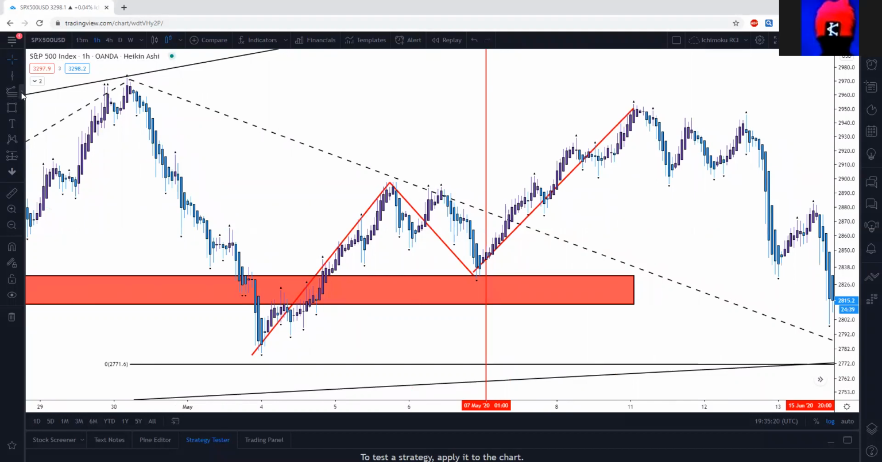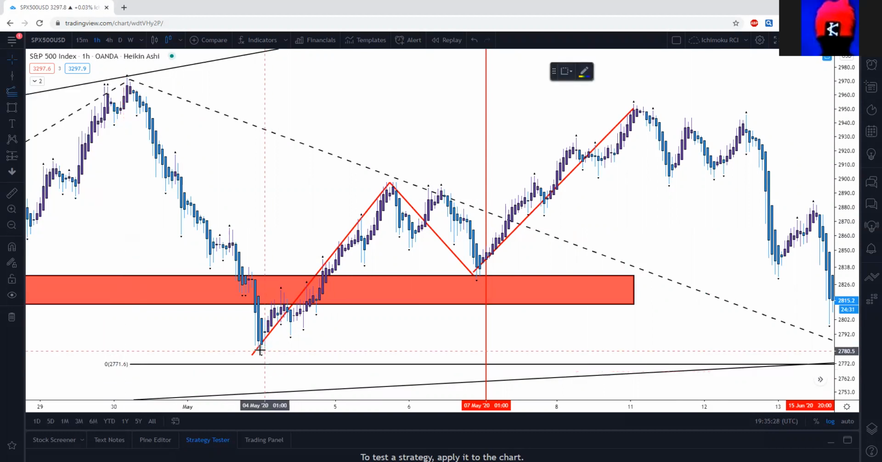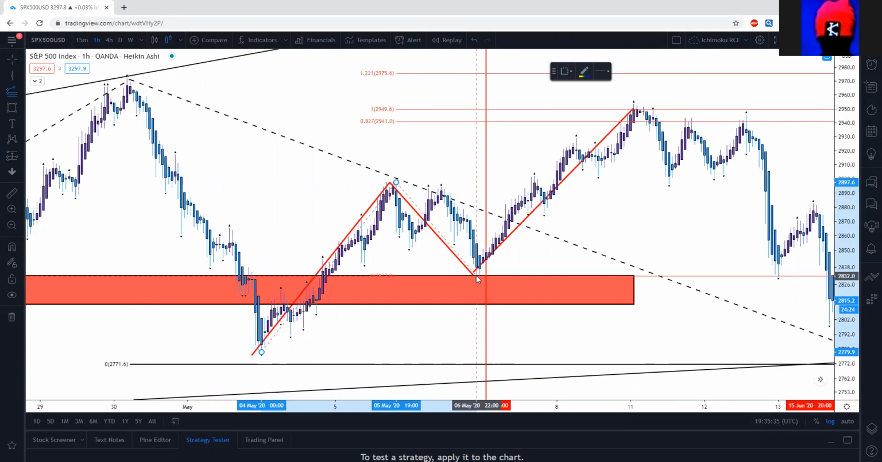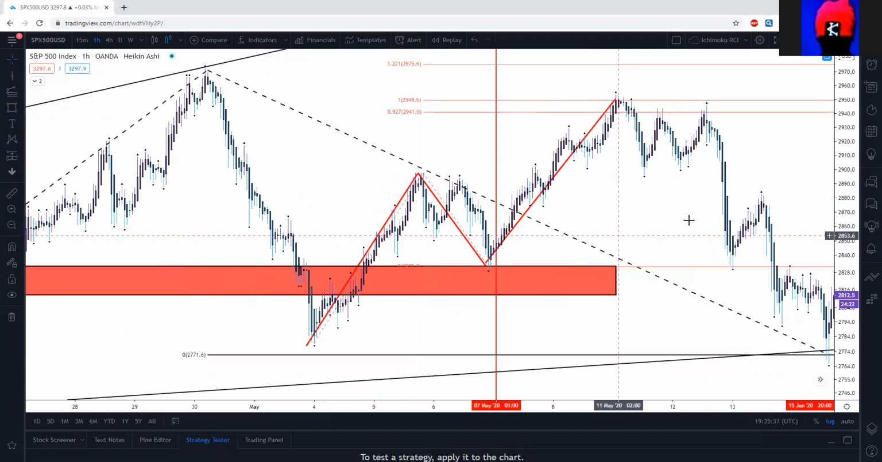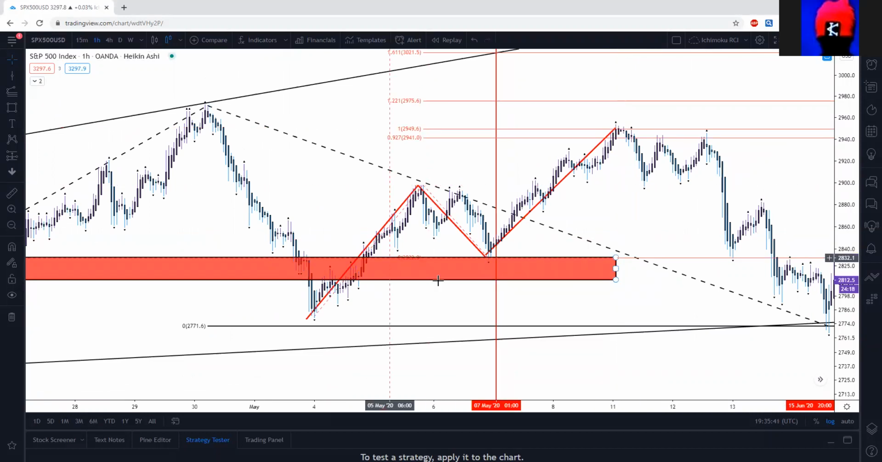So this is the tool you use. Let me go ahead and show you guys. So you go to your trend-based fib extensions, right? You're going to go from that low to that high down here. And now you have your targets set up already. And you see that it hit that one-to-one level, and that's a complete N wave.